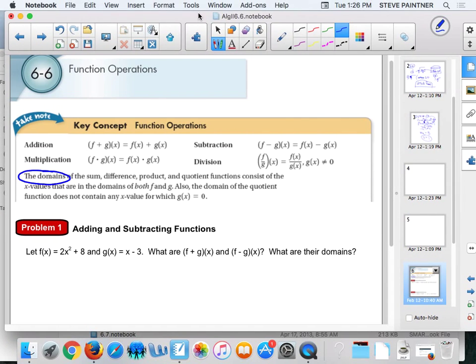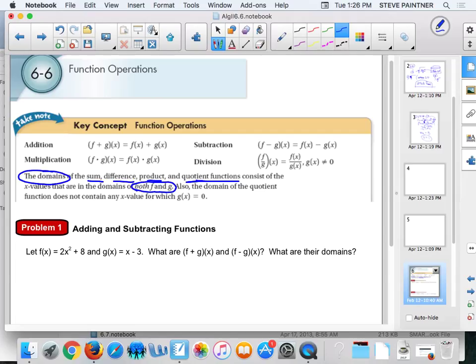Okay, so it does get messy when you do the domain, so be careful here. It says the domain of sum, difference, product, and quotient functions consists of the x values that are in the domains of what? Both. The key word is both f and g. So if I want the domain of the answer, you have to look at function f, function g, and say, what do they share? Okay, watch this.